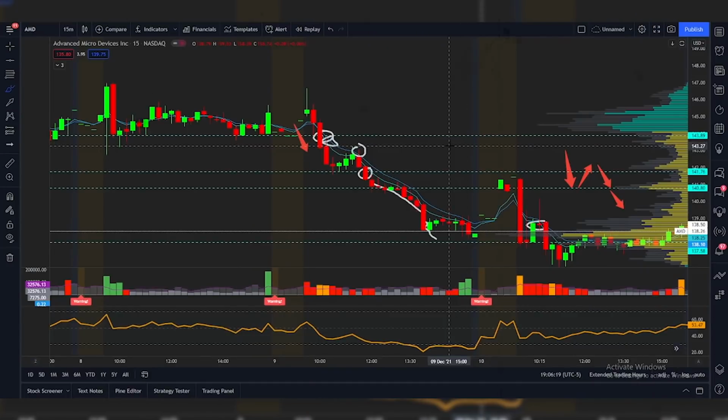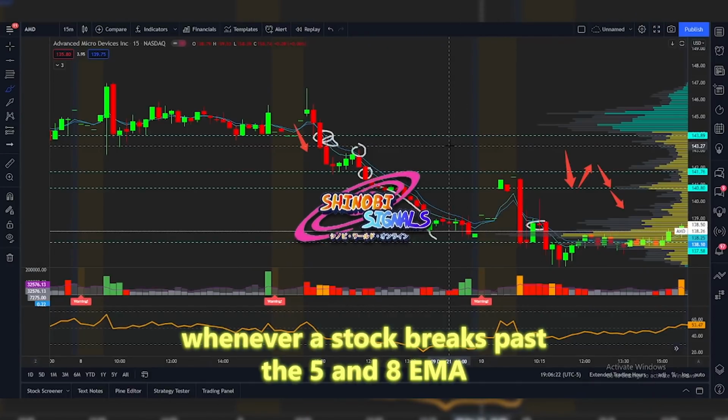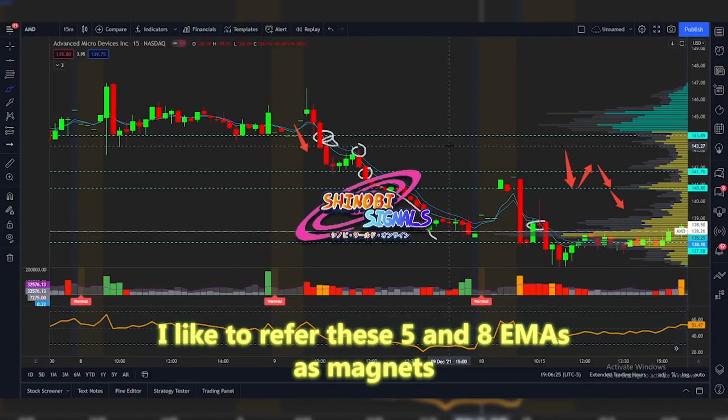So the main thing I'm trying to say here is whenever a stock breaks past the 5 and 8 EMA, I like to refer to these 5 and 8 EMAs as magnets, right?